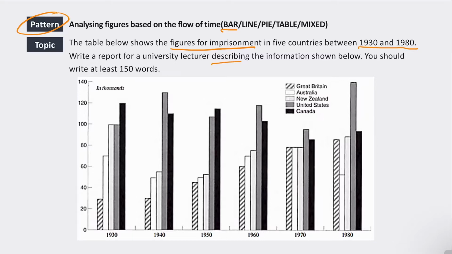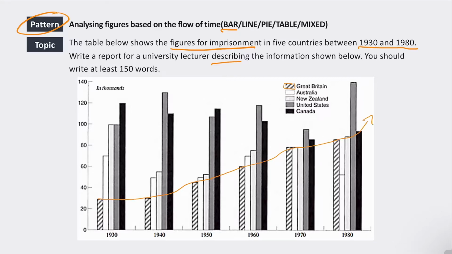Okay, so let's take a look at our information. So we've got 5 different countries. Okay, we've got the rate in thousands of prisoners, and we've gone for a 50-year period between 1930 and 1980. So the first thing let's do is take a look at a couple of the different countries' trends. Let's start with Great Britain. Great Britain, you can be orange. And so let's just take a look at what's happening.